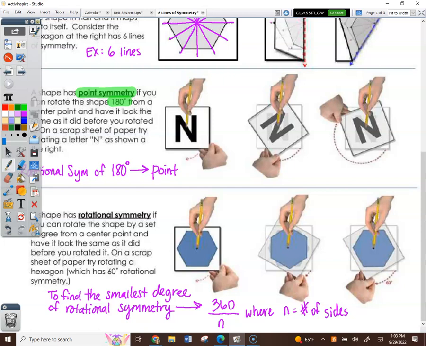Okay, go to the back. I want you to answer 1 through 6. Actually, honestly, you can answer all of them, but I know that some of you may need help with 7 and 8.